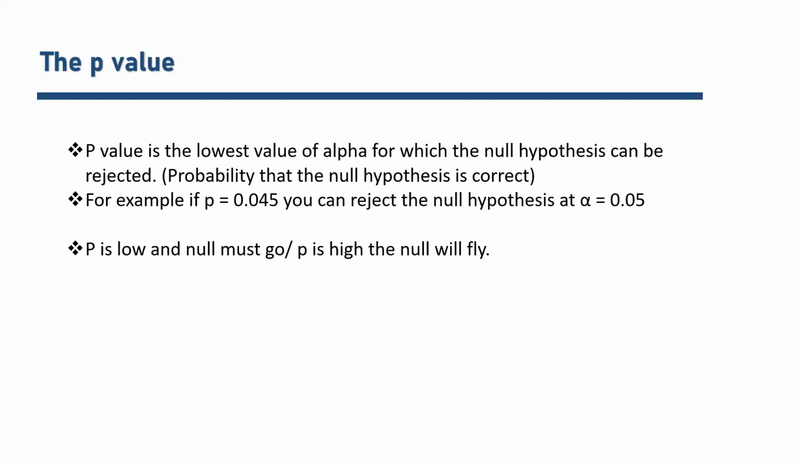Before that, I will quickly look into the p-value. What is a p-value? The p-value is the lowest value of alpha for which the null hypothesis can be rejected. It is the probability that the null hypothesis is correct. For example, if the p-value is 0.045, you can reject the null hypothesis at alpha equals 0.05. P is low and the null must go. P is high, the null will fly. So this is what we use to remember it.